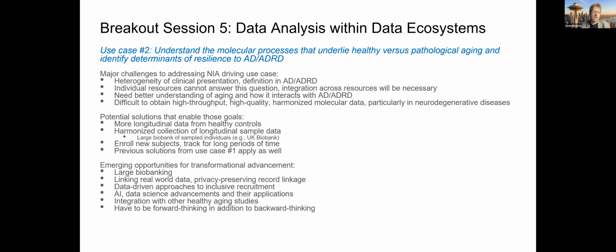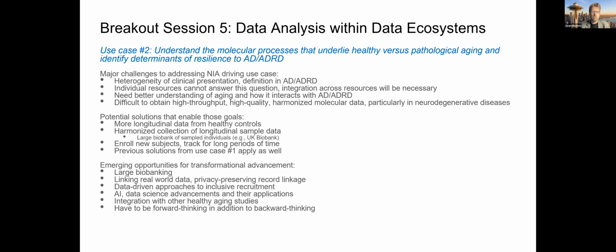And so we have to integrate, and there are opportunities for looking at existing healthy aging studies in humans, as well as even model organisms and data that's been done there. We know a lot about aging, but there's still a lot that we don't know. That's an area where we may be able to put in solutions. And we'll have to enroll new subjects and track them and be very forward thinking.